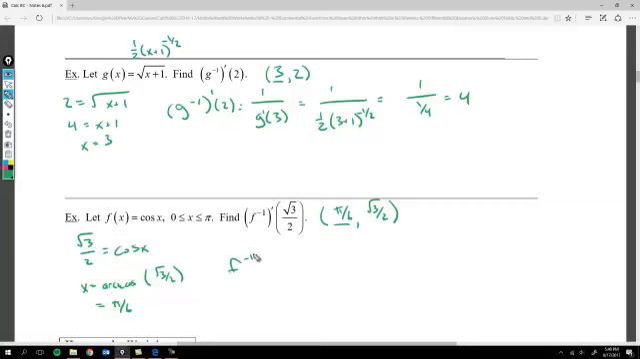So f inverse prime of root 3 over 2 is equal to 1 over f prime of pi over 6. Not too bad. I know the derivative of cosine is negative sine, so negative sine of pi over 6, which is just negative 1/2.